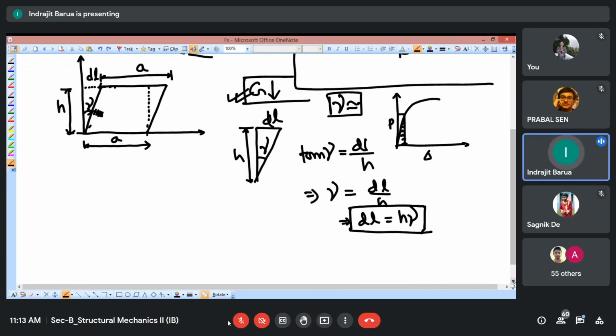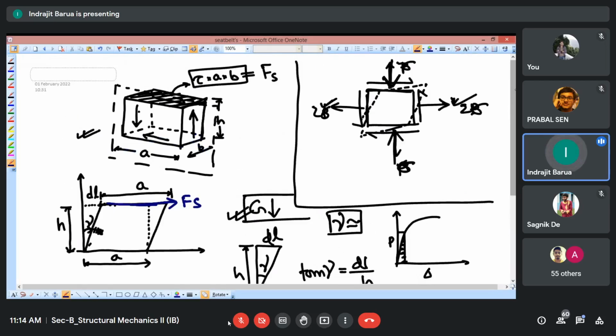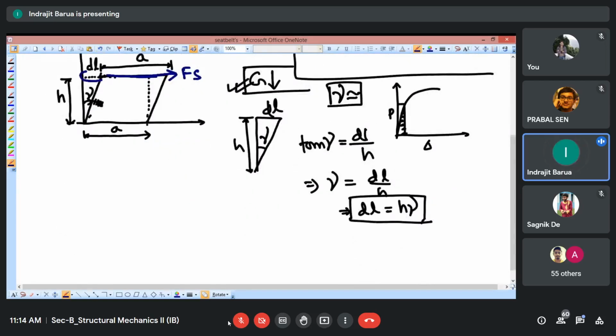So from this perspective, we can understand that in this phase, let me use some other color, I am getting some direct force like this, which is the shear force, which we have already found out here. And with respect to that, I am getting this DL. So now I can relate the force and displacement relationship with respect to work done, with respect to elastic strain energy. This is something which I wanted. Now let's go for the work done or the internal strain energy.